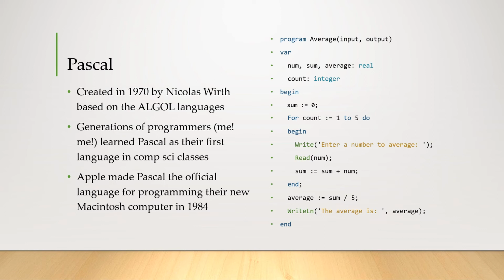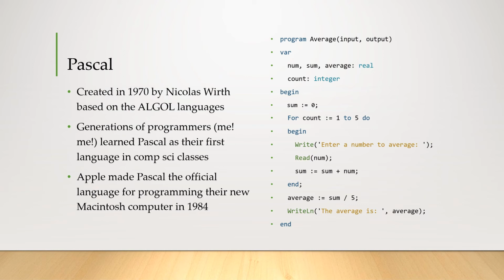Pascal looked like this. You can see that the language was very structured. You had to declare the name of the program. You had to declare your variables up at the very top. Then you had a begin statement, and then you could start writing your code. They had a colon equals, which is sometimes read as "gets value" or "becomes." So sum gets the value 0, count gets the values from 1 to 5.